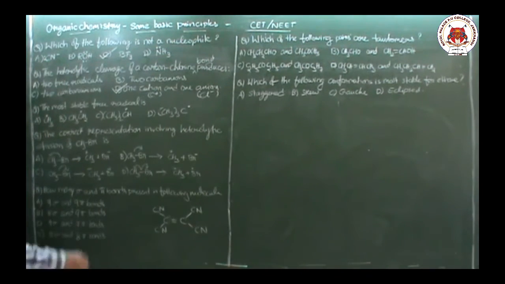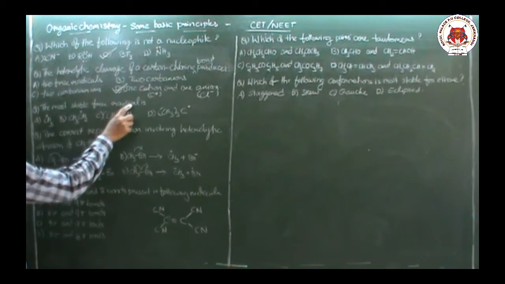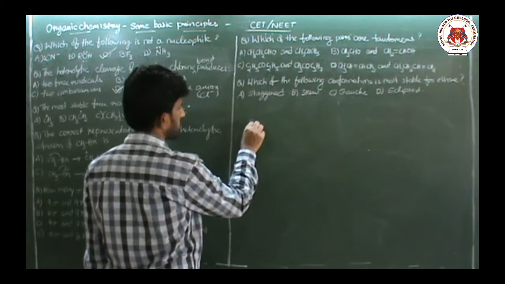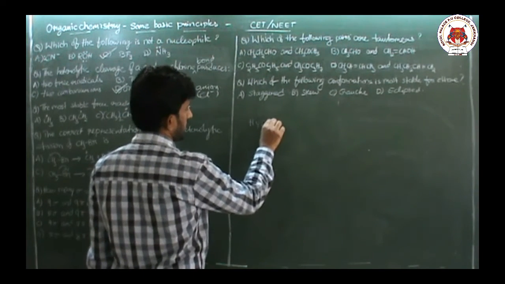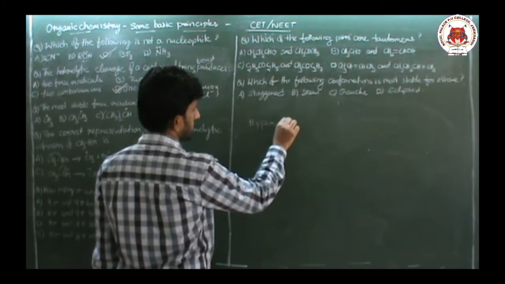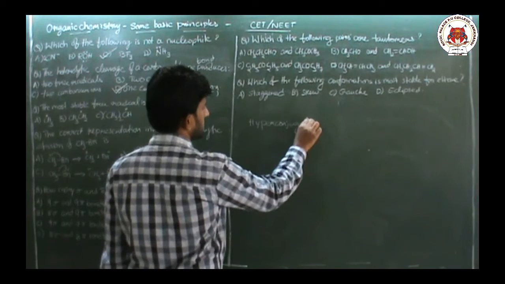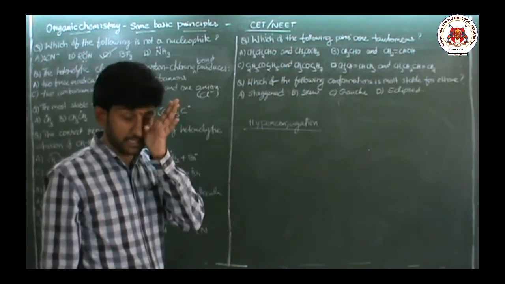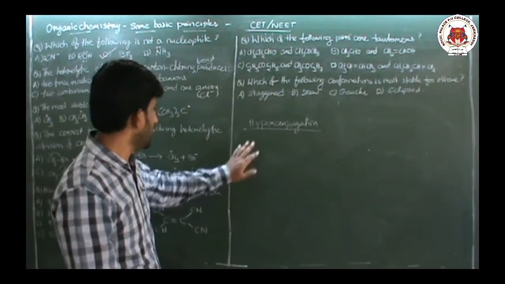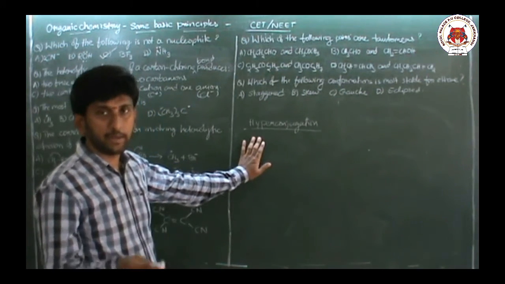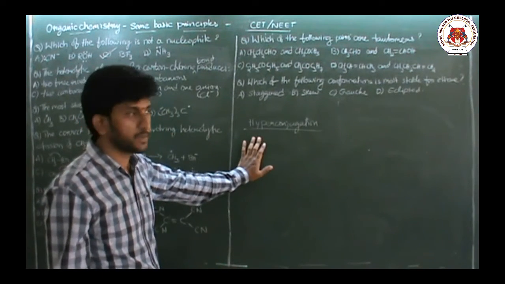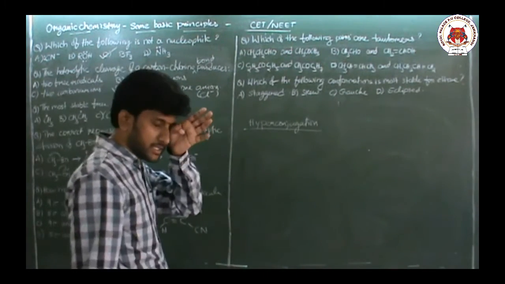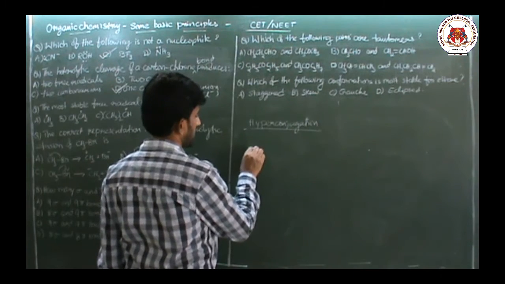Next one. The most stable free radical is. Now, according to hyperconjugation only. What is hyperconjugation? Shifting of the sigma C-H electrons is called hyperconjugation. According to hyperconjugation, same like the carbocation stability, carbanions or carbon free radical stability is also described like this.